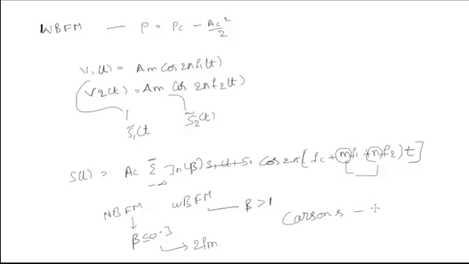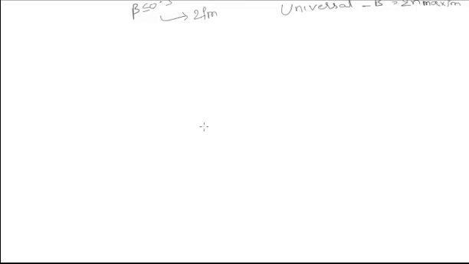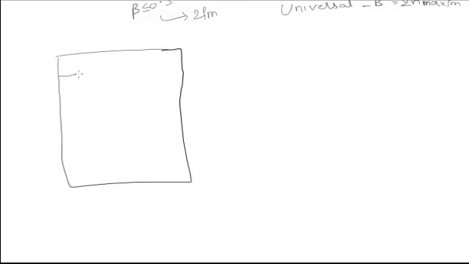According to Carson's rule, bandwidth is equal to 2 into delta f plus fm. But according to the universal rule, bandwidth is equal to 2 n max into fm. Now we'll define a table to determine this 2n max value depending on the value of beta. So now we'll draw a table which decides the value of 2n max depending on the modulation index value. From this table you can substitute directly and get the bandwidth.